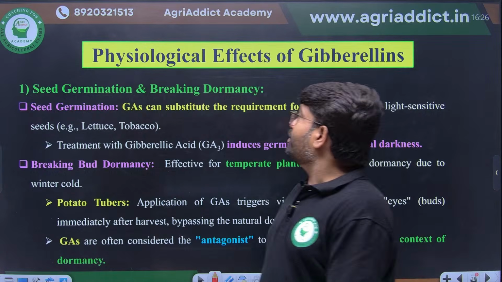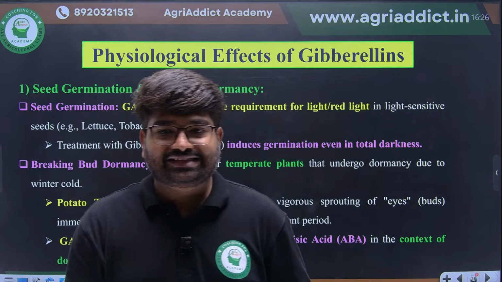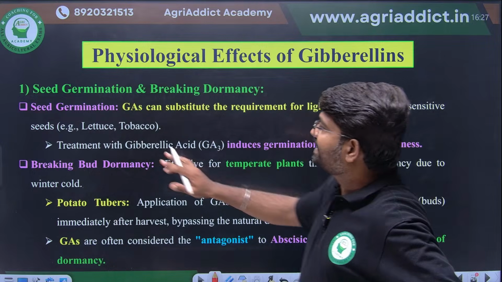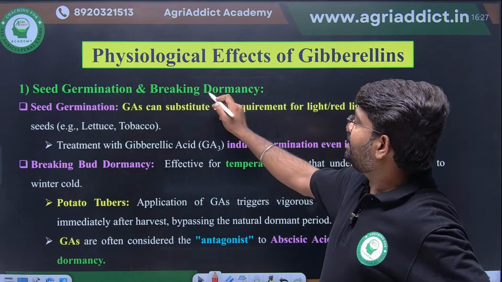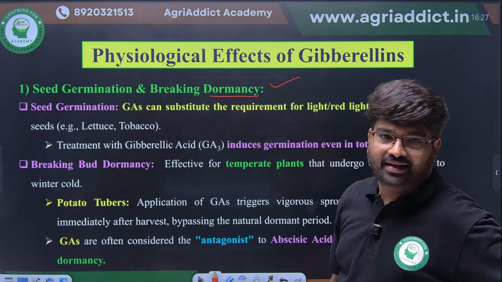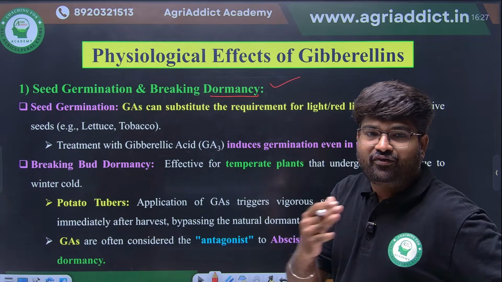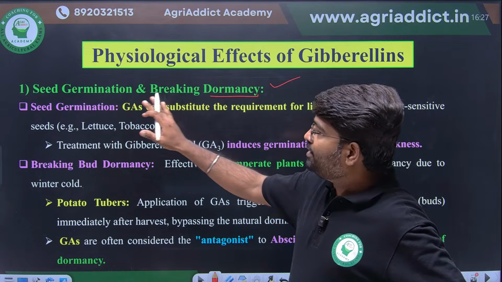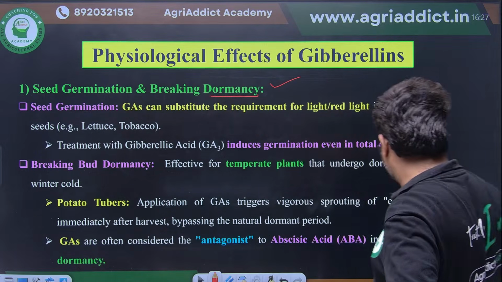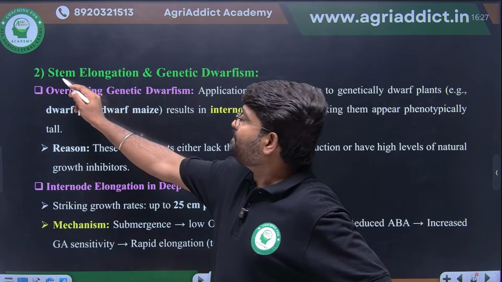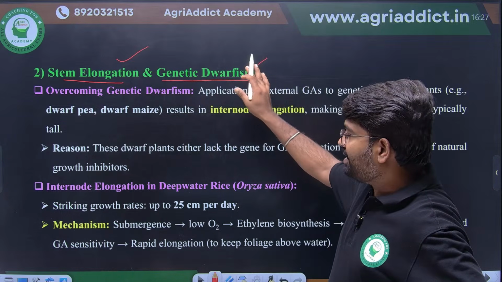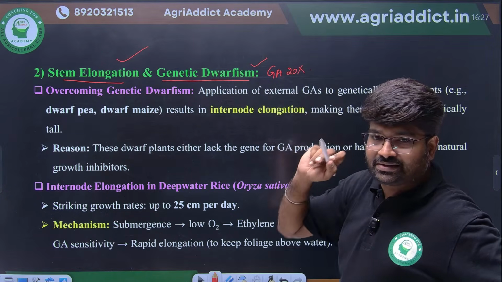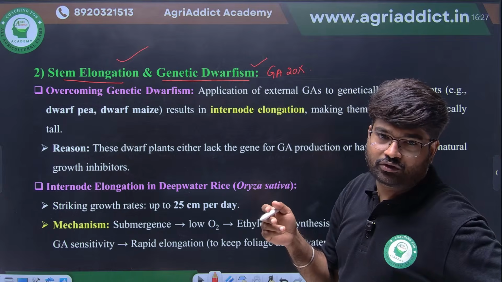Next we are going to see the major physiological effects. Seed germination and breaking of dormancy is the primary role of gibberellin. Seed germination happens because alpha amylase activity is increased by gibberellic acid. So the primary role is seed germination and breaking dormancy. The secondary role is stem elongation and genetic dwarfism. I already told you, if GA20 oxidase is mutated, that will produce dwarf plants.